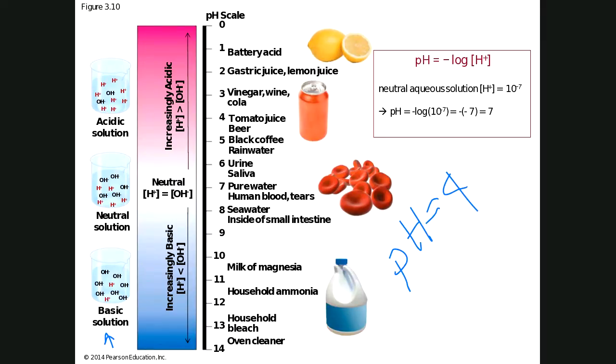Now, what you see down below is how we calculate the pH. You take that concentration, 10 to the minus 7, you take the log of that, that gives you minus 7. You take the inverse of that, you get 7.